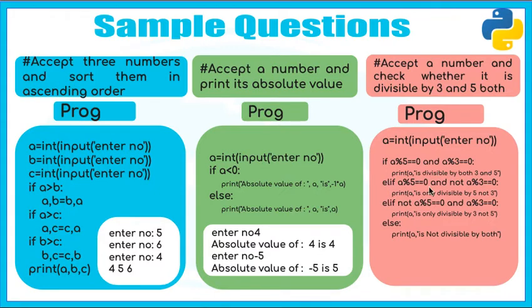What if it is just divisible by 5 and it is not divisible by 3? You can use another logical operator called NOT. So in this case, you will see that it is divisible by 5 but not by 3. So this is a third way of doing the same program which I have done in my previous video.